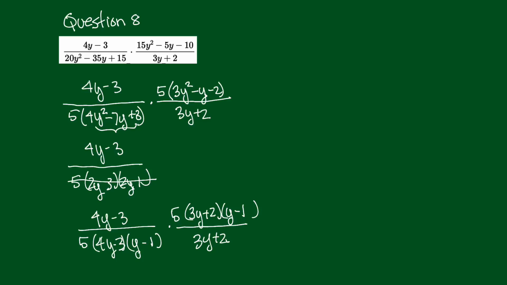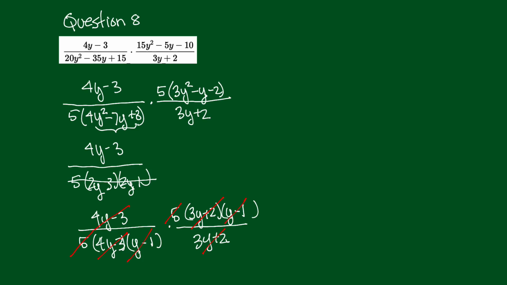All right, so what's going to cancel? 4y minus 3, 4y minus 3, top left, bottom left. Now, what about over here, these 5s? That 5 on the bottom left will cancel with that 5 on the top right. Then this 3y plus 2 will cancel with that 3y plus 2. y minus 1 will cancel with y minus 1.